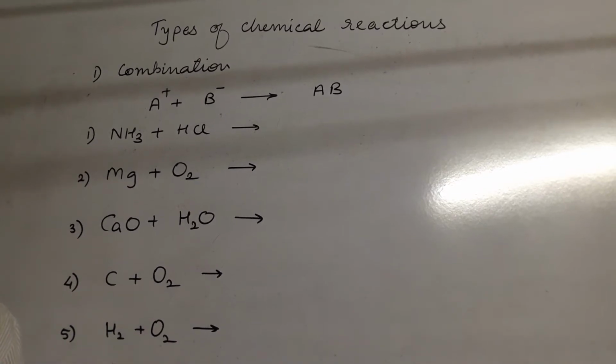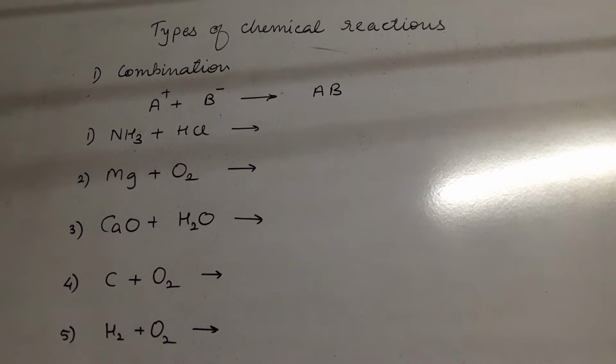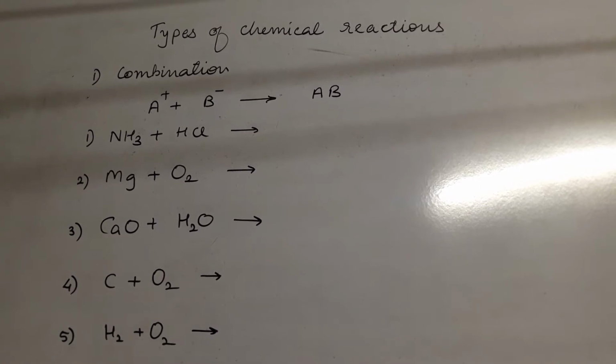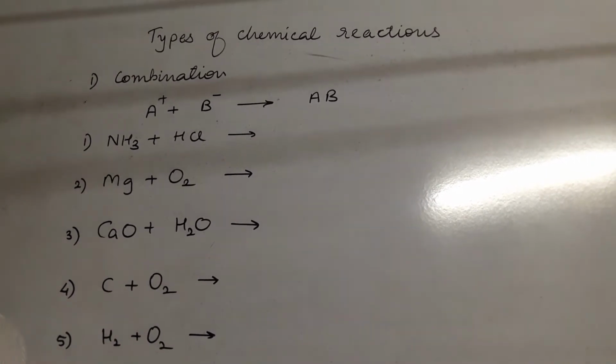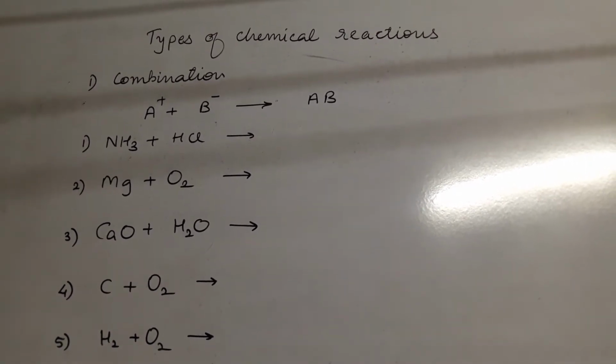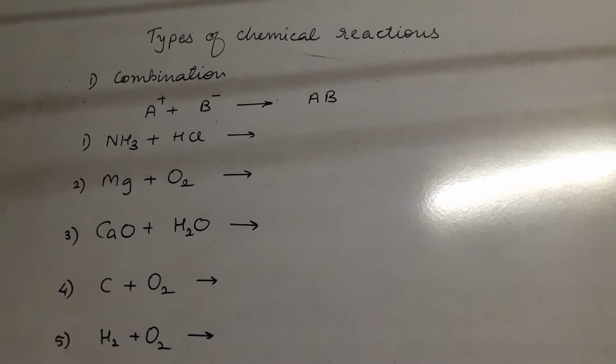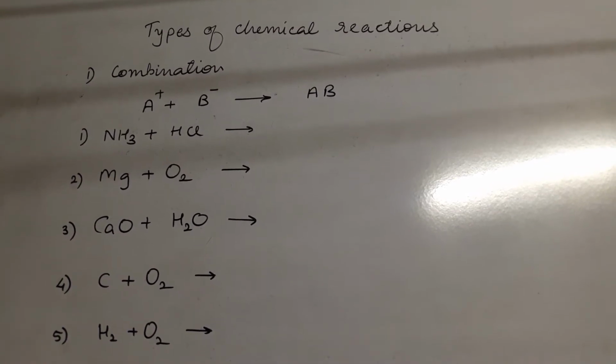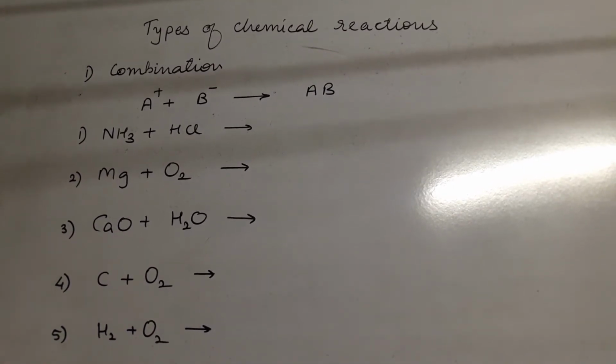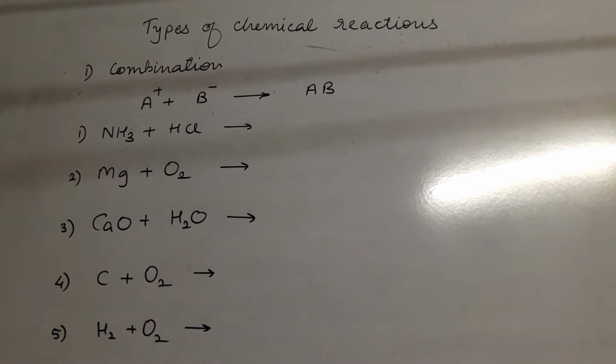There are different types of chemical reactions such as combination, decomposition, displacement reaction, double decomposition, even neutralization reaction, exothermic, endothermic, oxidation reduction. Like this, different types of chemical reactions are there. But all these chemical reactions are classified into four main reactions: combination, decomposition, displacement, and double displacement or double decomposition. So today we will see all these one by one.